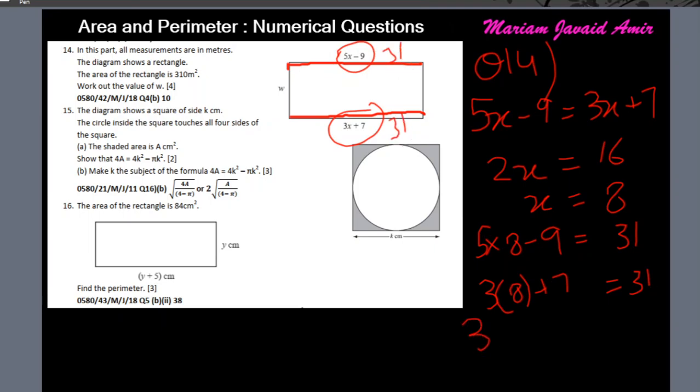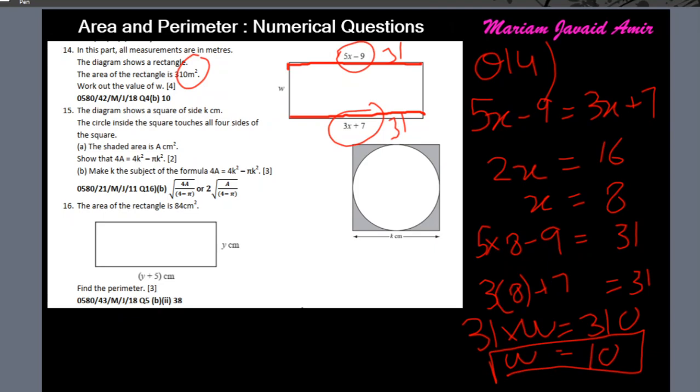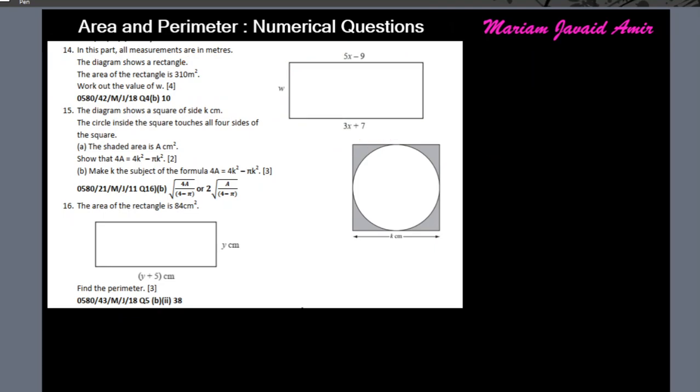Now the area will be 31 times W equals 310, which is given in the question. So to find W, we'll divide the two. W will become 310 over 31, which gives us 10. So W equals 10 for question 14. Question 15.